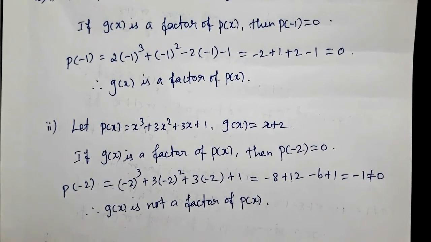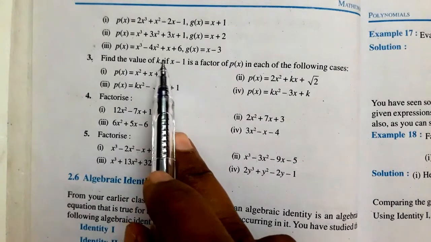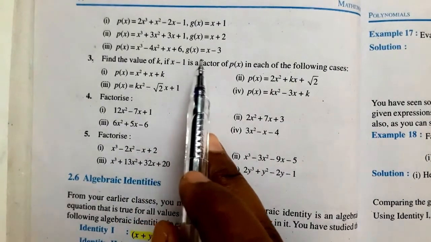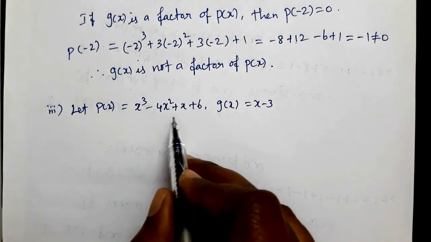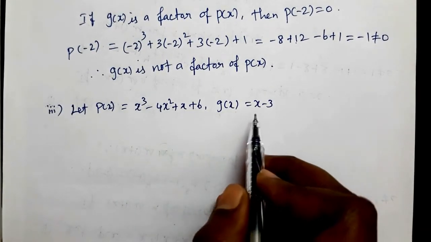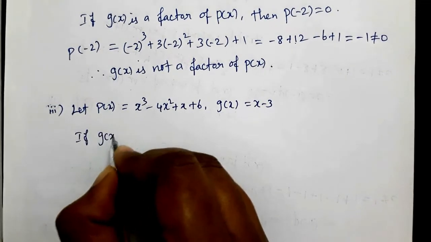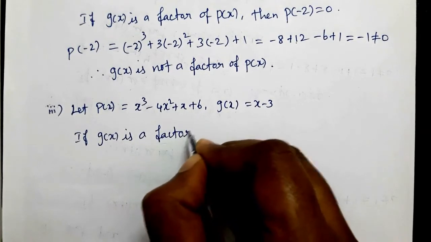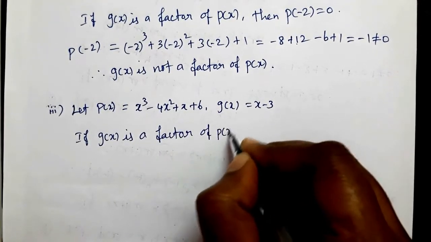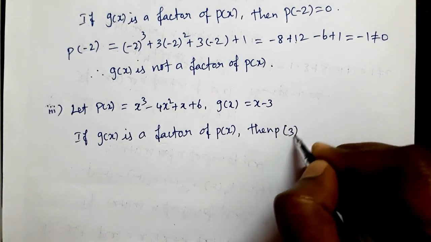Move on to the next one. Third sub question: p of x equal to x cube minus 4x square plus x plus 6 and g of x equal to x minus 3. If g of x is a factor of p of x, then p of 3 equals 0.